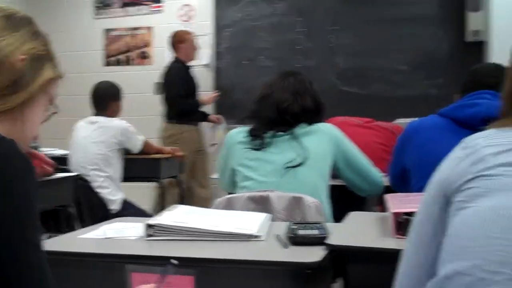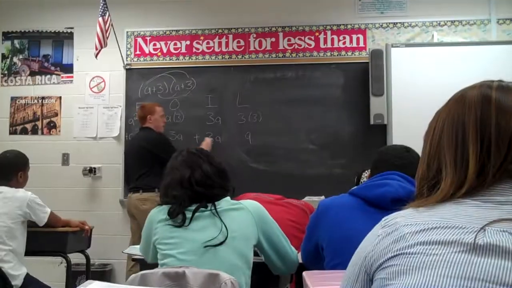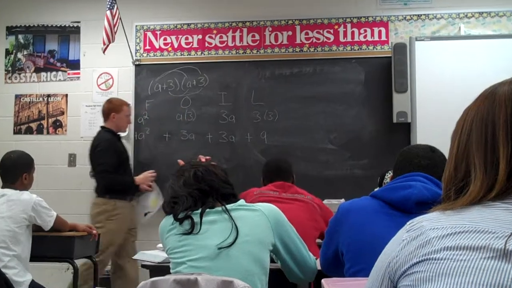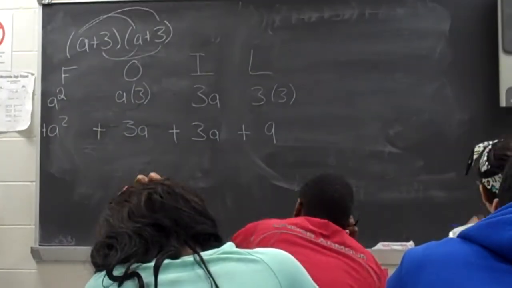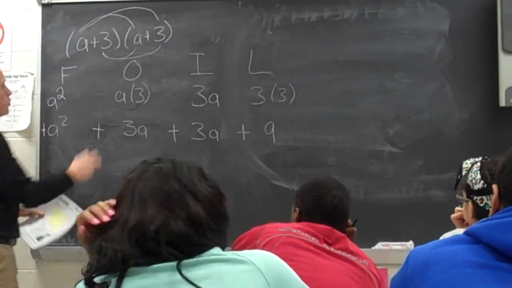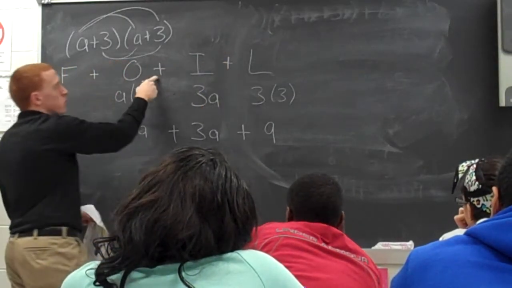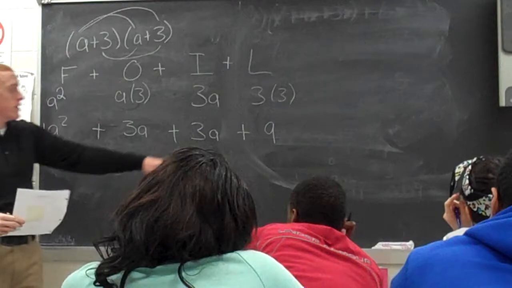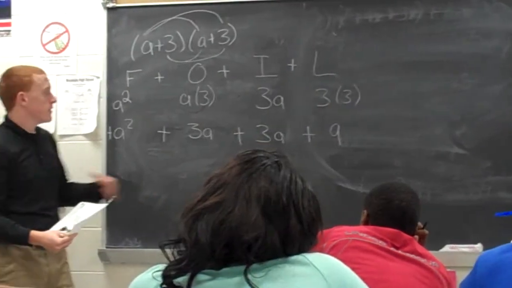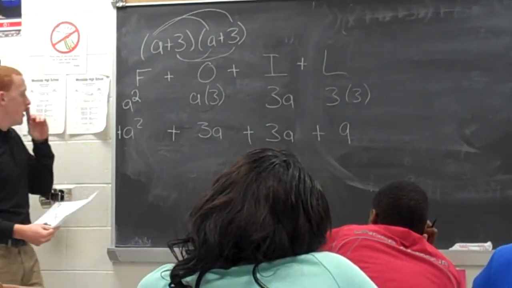Positive, 3 is another positive, and 9 is a positive. So, although that's not great math to do, in the FOIL method, you actually add these all together. Now, sometimes it will be subtraction, and that's when these numbers are negative. But for me, that helps me remember.